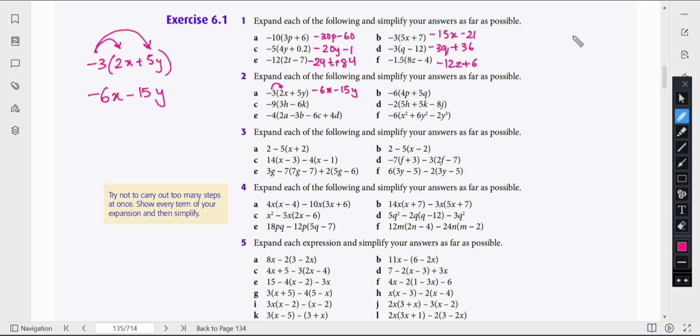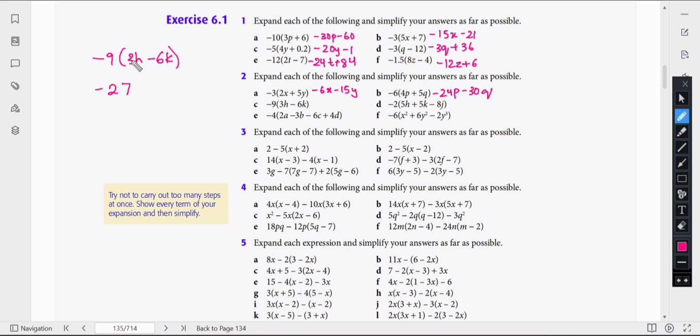For B part, -6 multiplied by 4p plus 5q. So -6 will be multiplied by 4, which will become -24p, -6 multiplied by 5q will be -30q, and that will be the answer: -24p -30q. These are very simple questions and most likely to come in P1 as well. So make sure you do not use any calculator while solving these. It does not even require any sort of calculator.